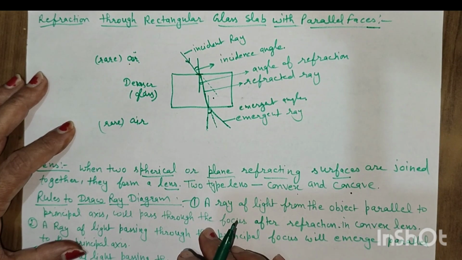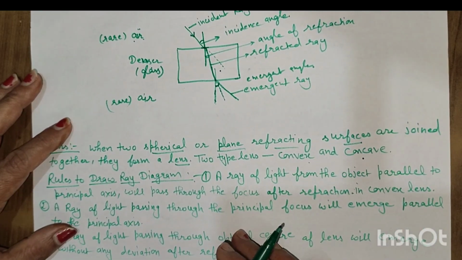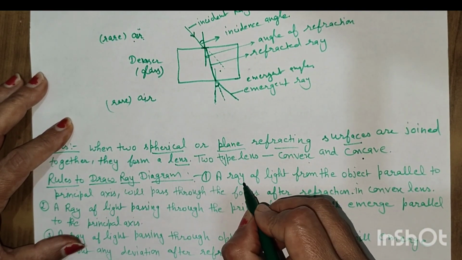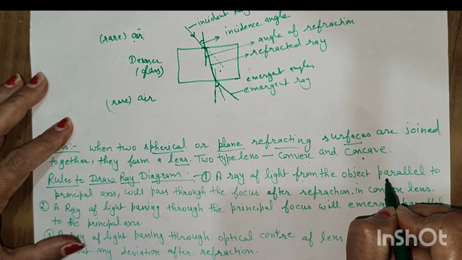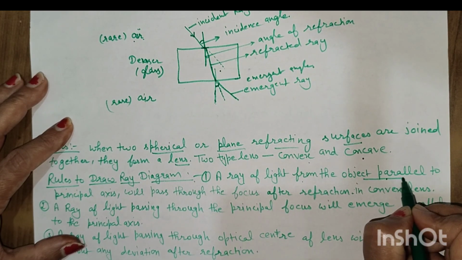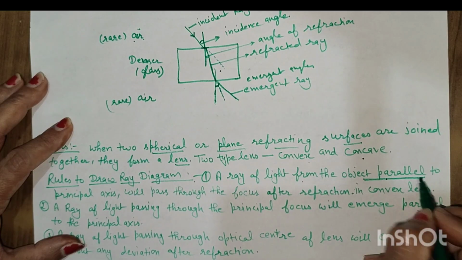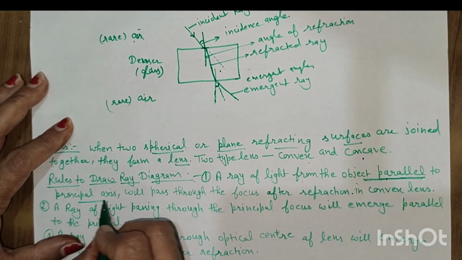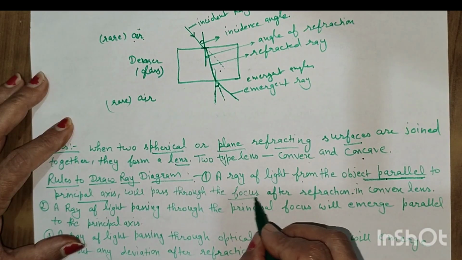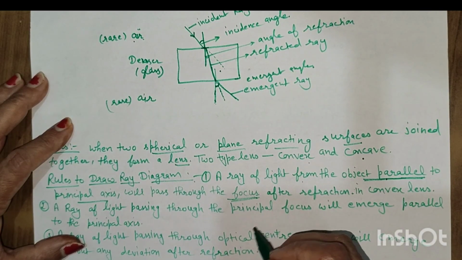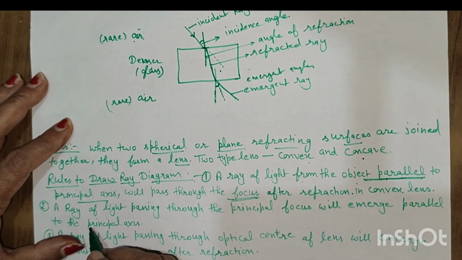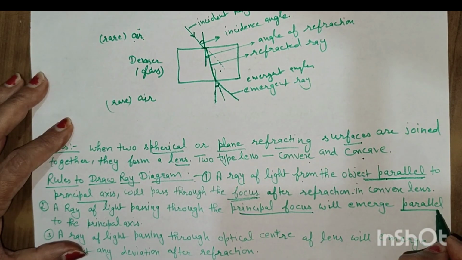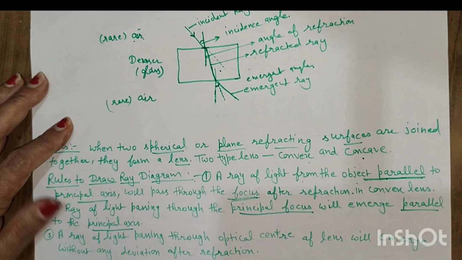Now the different rules that are followed to draw the ray diagram. First, a ray of light from the object parallel to the principal axis. Just like in reflection, a ray of light going parallel to the principal axis will pass through the focus only. A ray of light passing through the principal focus will go parallel to the principal axis.